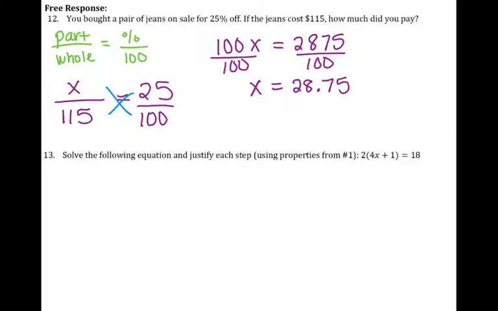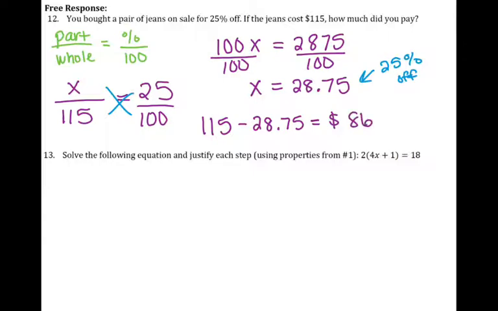28.75. Now, that doesn't actually represent how much I'm going to pay. This represents the 25% off. That is how much I am saving. So in order to figure out how much I'm actually going to pay, I'm going to take the whole cost of the jeans minus my lovely discount, and I am going to pay $86.25 for those jeans. Still pretty expensive if you ask me, but at least you saved some money.